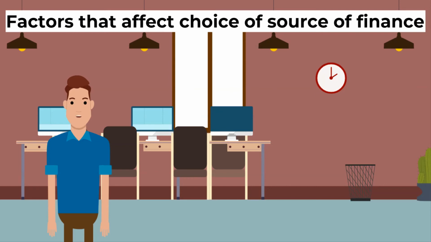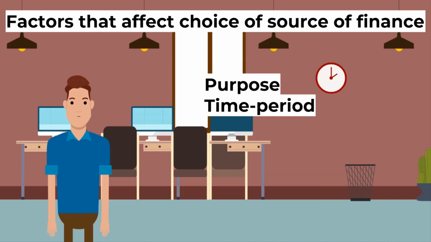What are the factors that affect the choice and source of finance? Purpose. If a fixed asset is to be bought, hire purchase or leasing will be appropriate, but if finance is needed to pay off rents and wages, debt factoring and overdrafts will be used. Time period. For long-term uses of finance, loans, debentures, and share issues are used, but for a short period, overdrafts are more suitable.